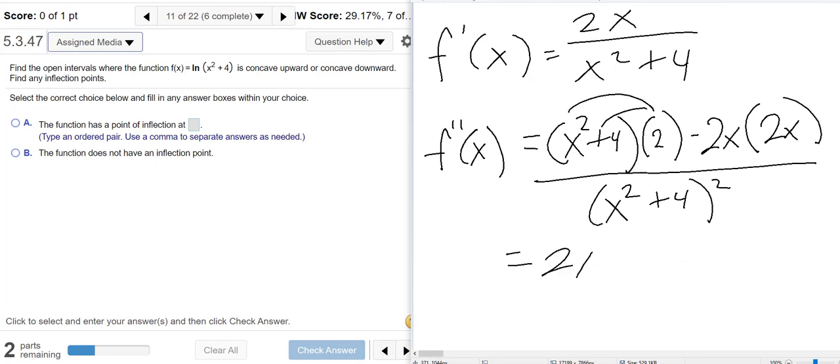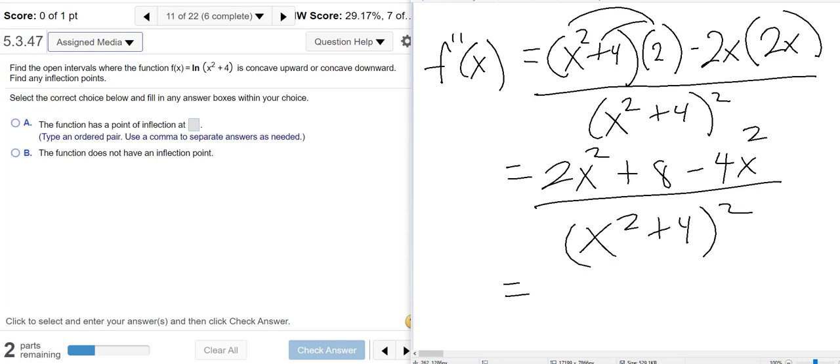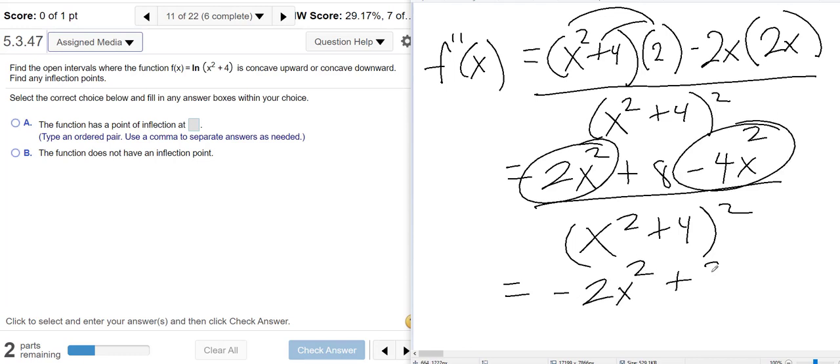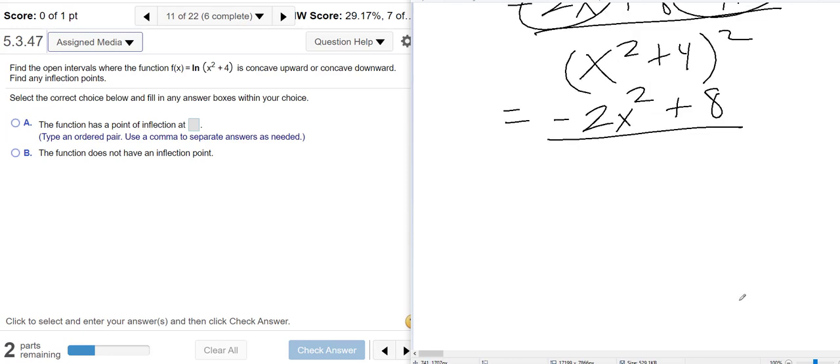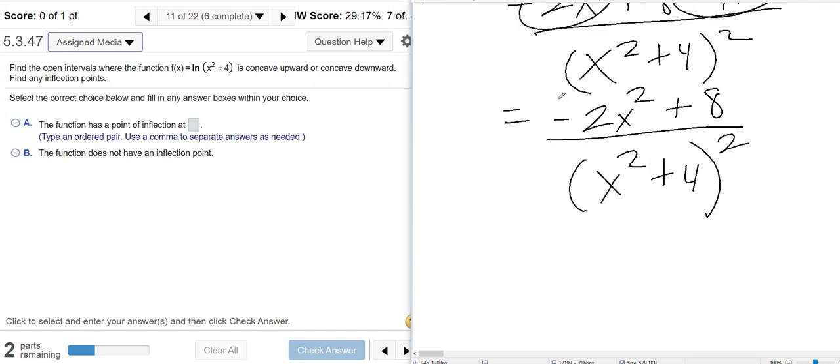Distribute this so I can combine like terms: 2x squared plus 8 minus 4x squared, all of that over x squared plus 4 quantity squared. Combining these two like terms, negative 2x squared plus 8 over x squared plus 4 quantity squared. Now, we don't ever have a denominator equal to 0, so the second derivative is equal to 0 only if the numerator, negative 2x squared plus 8, is equal to 0.